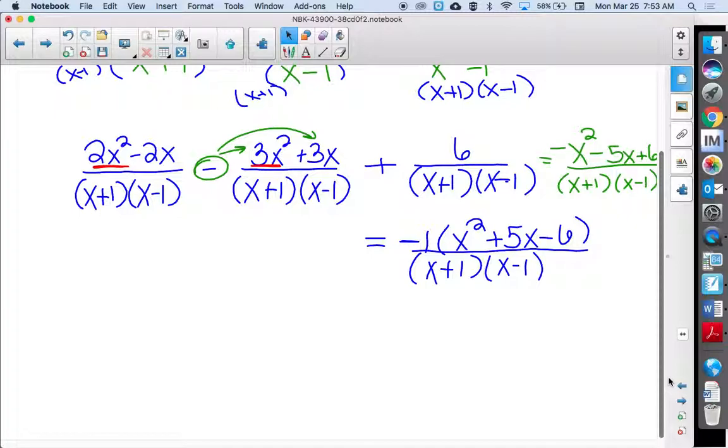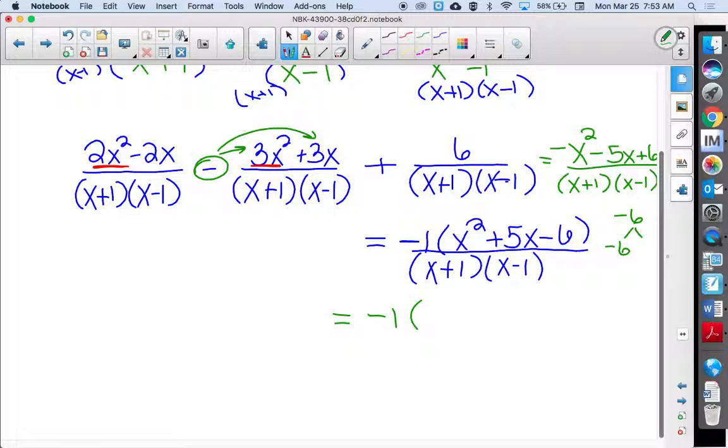Julia? Yeah, you can factor it. If the numerator is factorable, that means that we can try and break it down in some way. And in this case, Julia, how does it factor? It would be 6x and then minus 1x. Yeah, so it would be a positive 6, and then a minus 1.